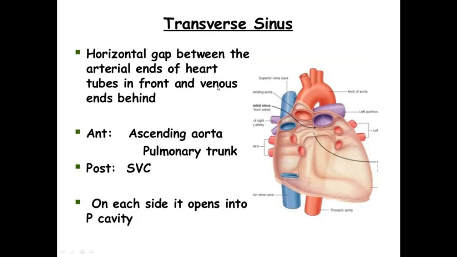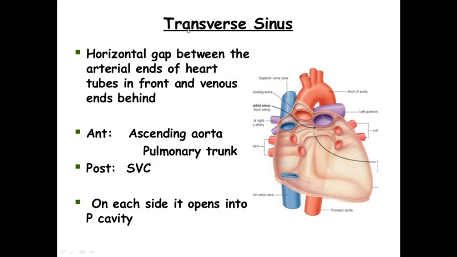We can have a look. This is the transverse sinus. What is the transverse sinus? It is just a horizontal gap between the arterial ends of the heart in front and venous ends behind. Please listen carefully. This is not at all difficult.